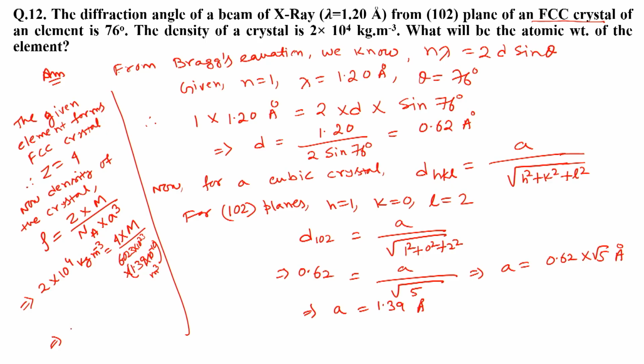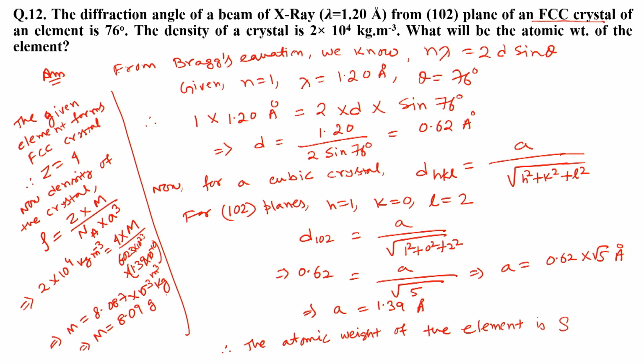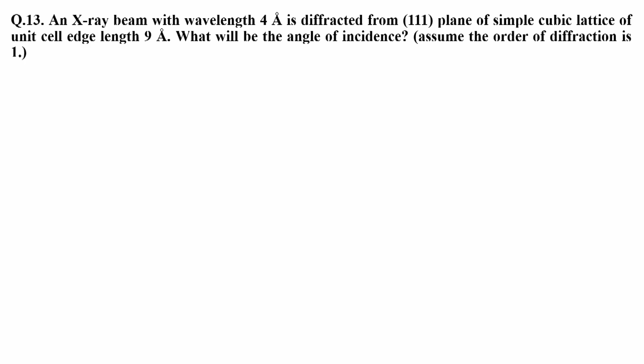So, if we calculate this one, we get the value of m as 8.087 times 10 to the minus 3 kg, or we can write m is 8.09 gram. So, this m is the atomic weight of the element. Therefore, the atomic weight of the element is 8.09 gram.